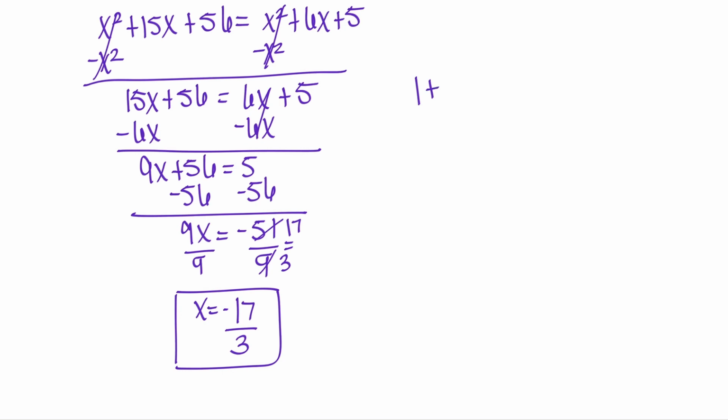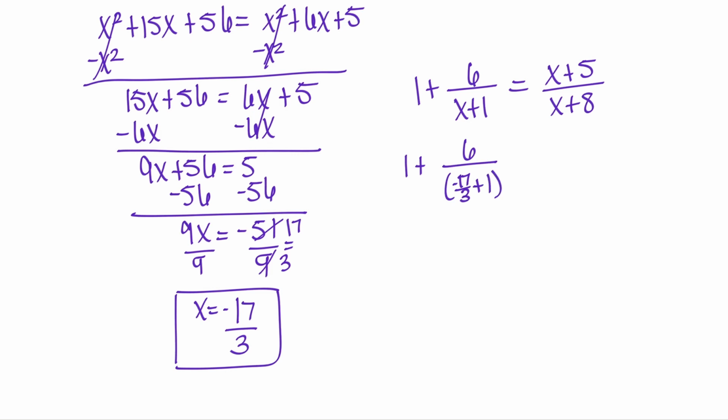So we have 1 plus 6 over x plus 1 equals x plus 5 over x plus 8. So we are going to plug in and make sure that our answer is valid. Okay, so 6 over negative 17 over 3 plus 1 equals negative 17 over 3 plus 5 over negative 17 over 3 plus 8. So I'm going to do a lot of this in my calculator. So I do 6 divided by negative 17 over 3 plus 1.